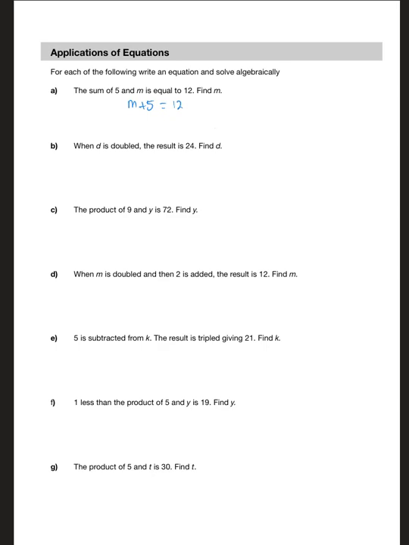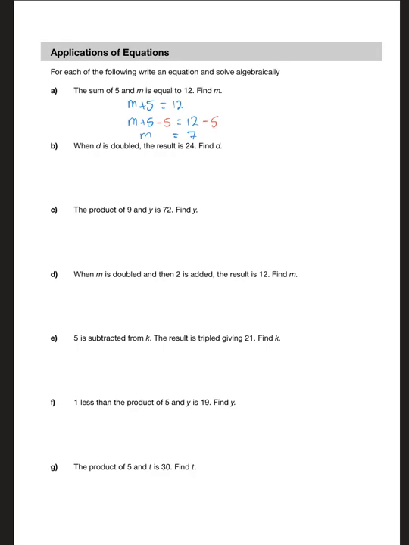We need to undo the plus 5, so we end up with m plus 5. Now we take away 5, and again I'm showing that in my separate colour to make it clear, is equal to 12, also taking away 5, so we do the same on both sides. That means we end up with m being equal to 7.